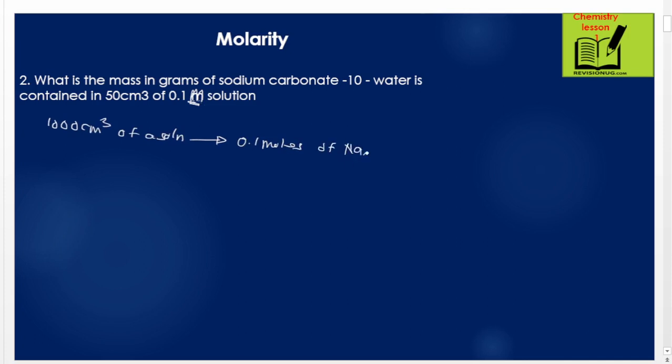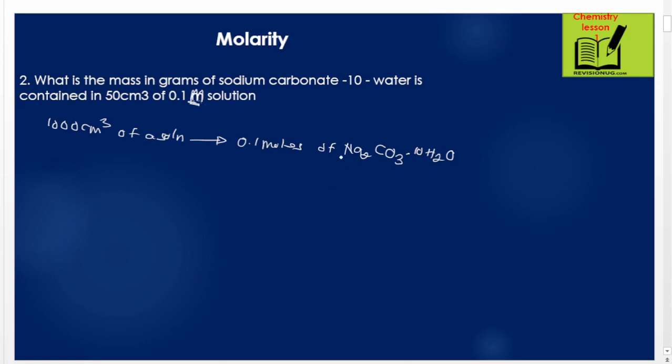Of sodium carbonate decahydrate, sorry, it has 10 water molecules. It is a water of crystallization. So that's what I told you at first, that you have to be well versed with writing the formula. Now, so we have this one.